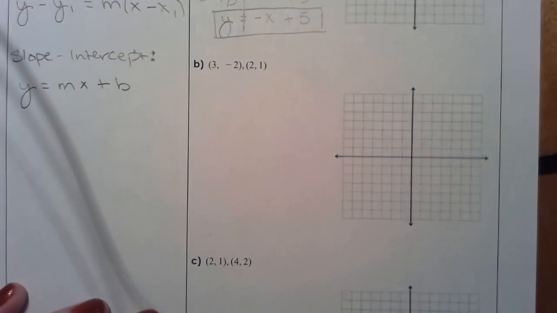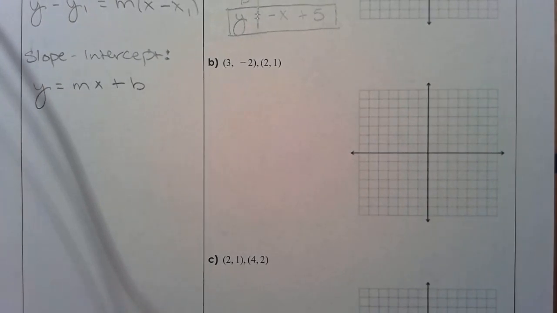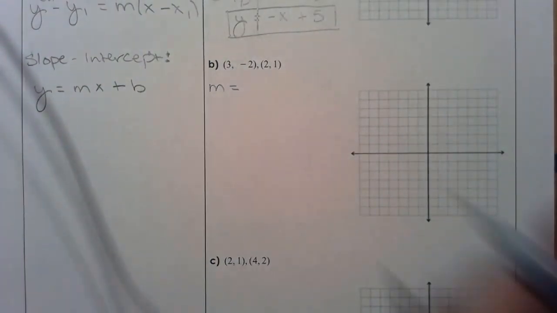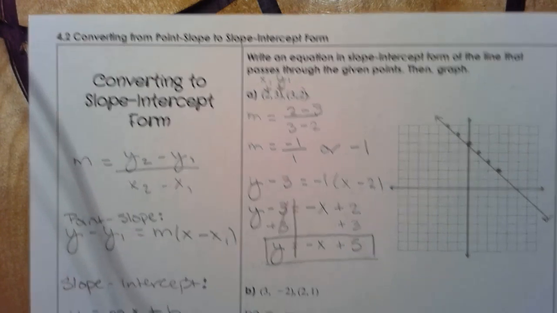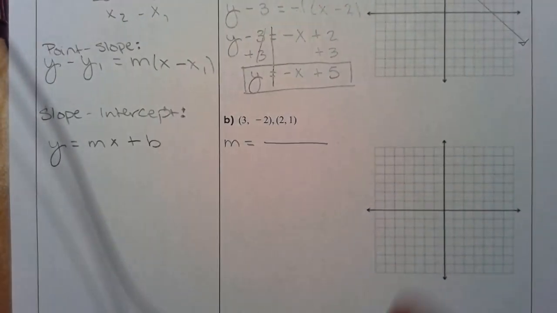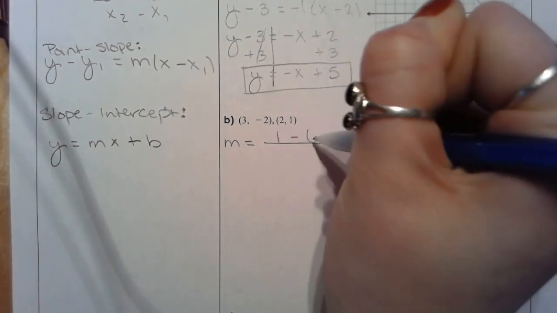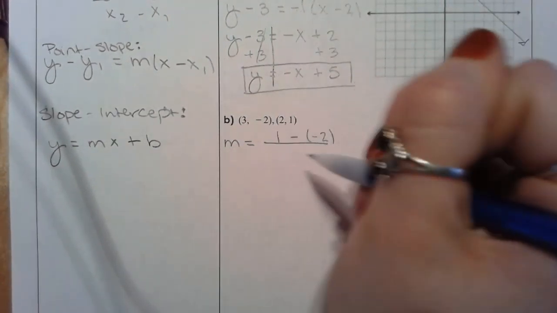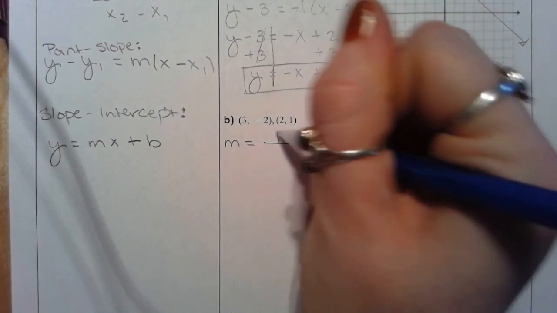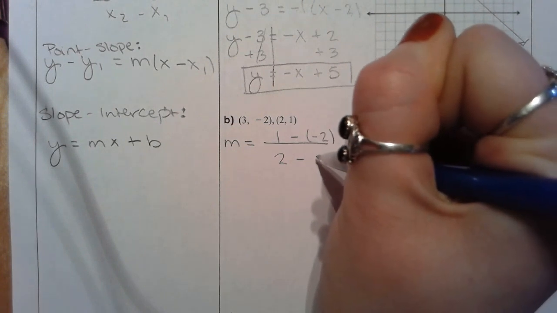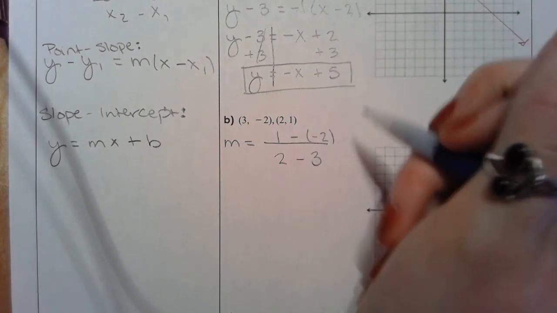Okay, let's go ahead and do this next one together, and then you can try the third one on your own. So first, again, we're going to find that slope. So I'm going to write m equals, and I'm following my formula up here, y2 minus y1 over x2 minus x1. So my second y value is 1. So 1 minus my first y value, which is negative 2, over my x2, which is 2, minus my first x value, which is 3.